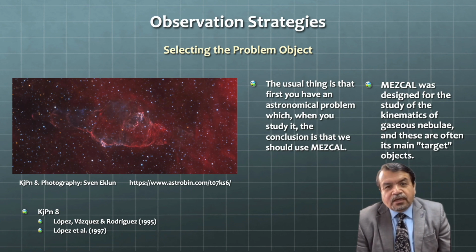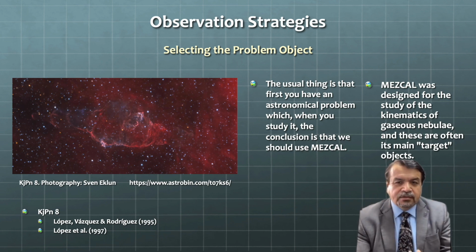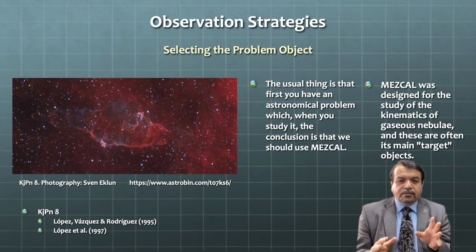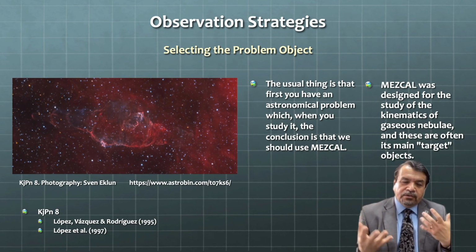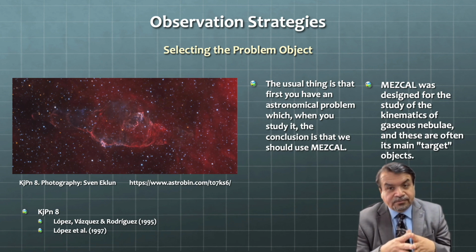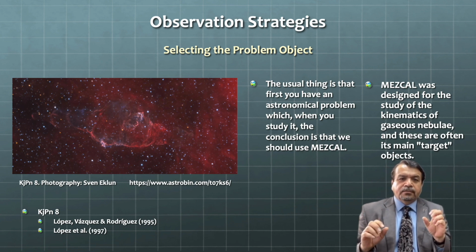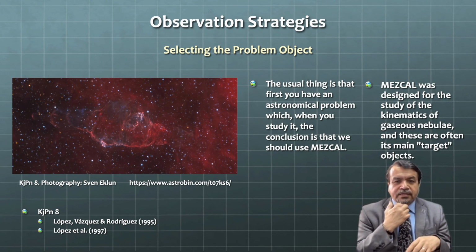The most typical scenario is that usually we encounter an astronomical problem as our initial challenge to solve, and when studying it, our conclusion is we have to use Mezcal. That is to say, we are going to think about extended objects, and we are going to think about finding their morphokinematic structure. Other astronomical issues may require Mezcal for resolution. But what we are going to talk about is this.